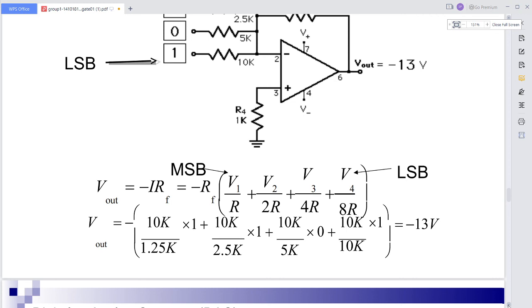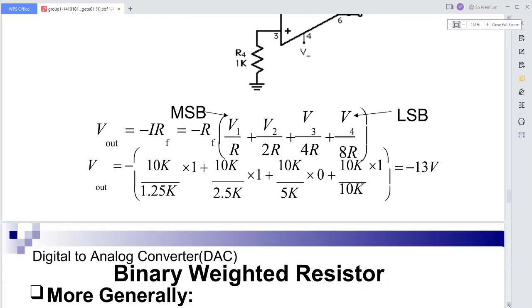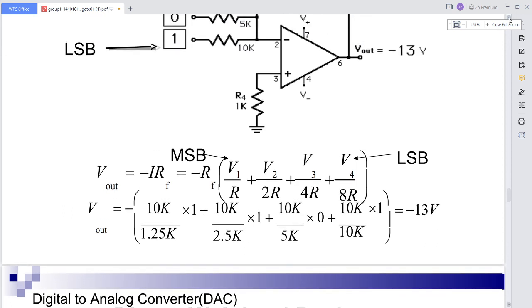In the next class I am going to explain another type of digital to analog converter, that is the R-2R ladder type digital to analog converter.